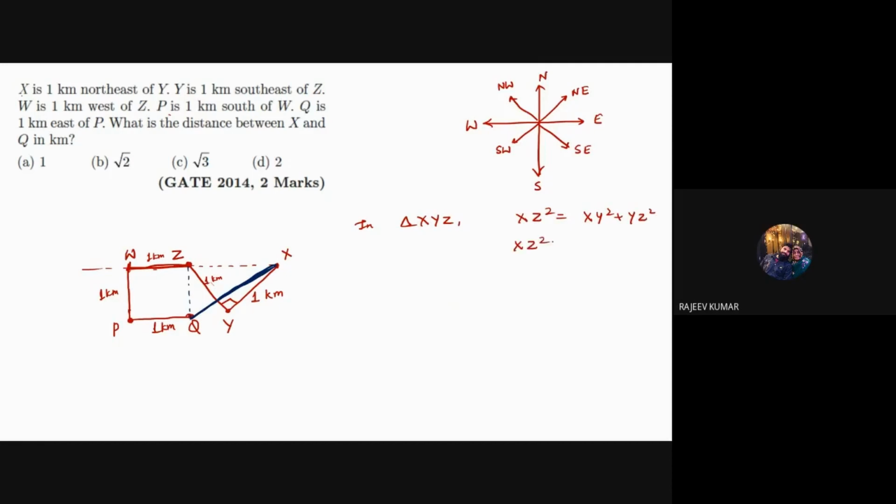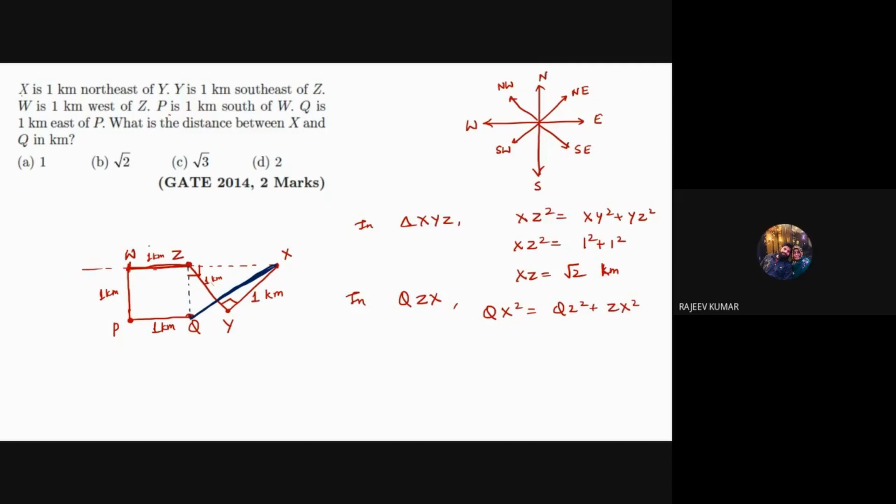So XZ square, obviously, is going to be 1 square plus 1 square. That basically means XZ will be equal to root 2 kilometer. Now you got this answer. Now you have to go to triangle QZX. The same thing applies here, you get 90 degrees. So this 90 degrees you can use to apply the Pythagoras theorem. You will get QX square equals QZ square plus ZX square.